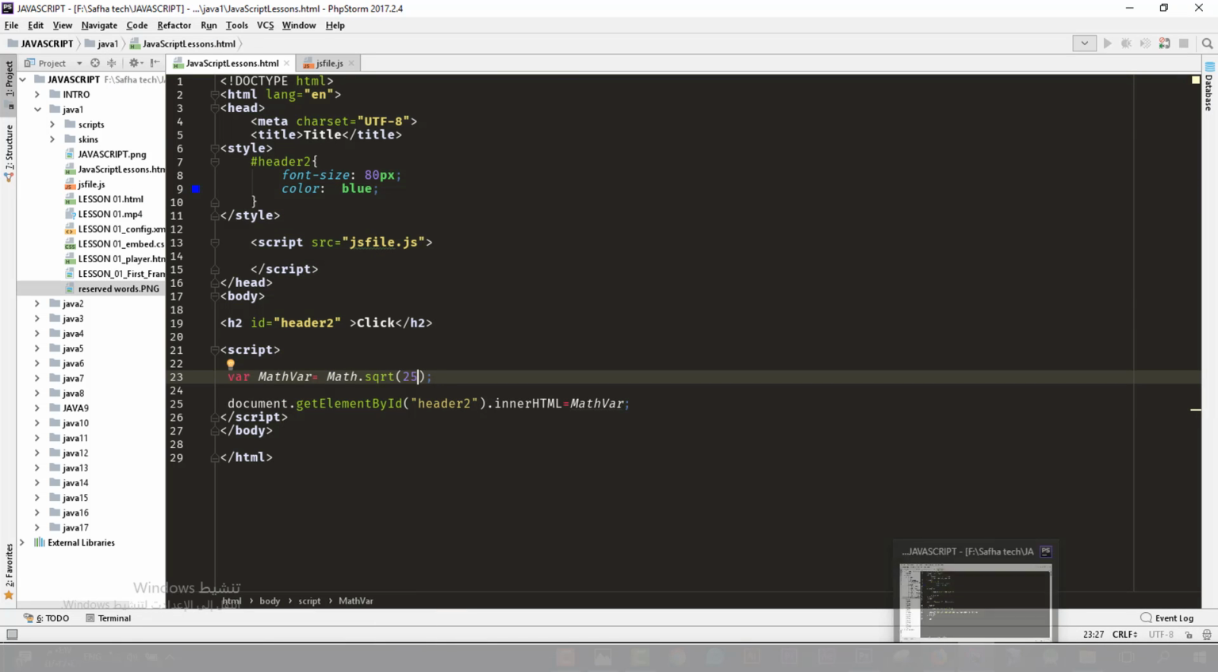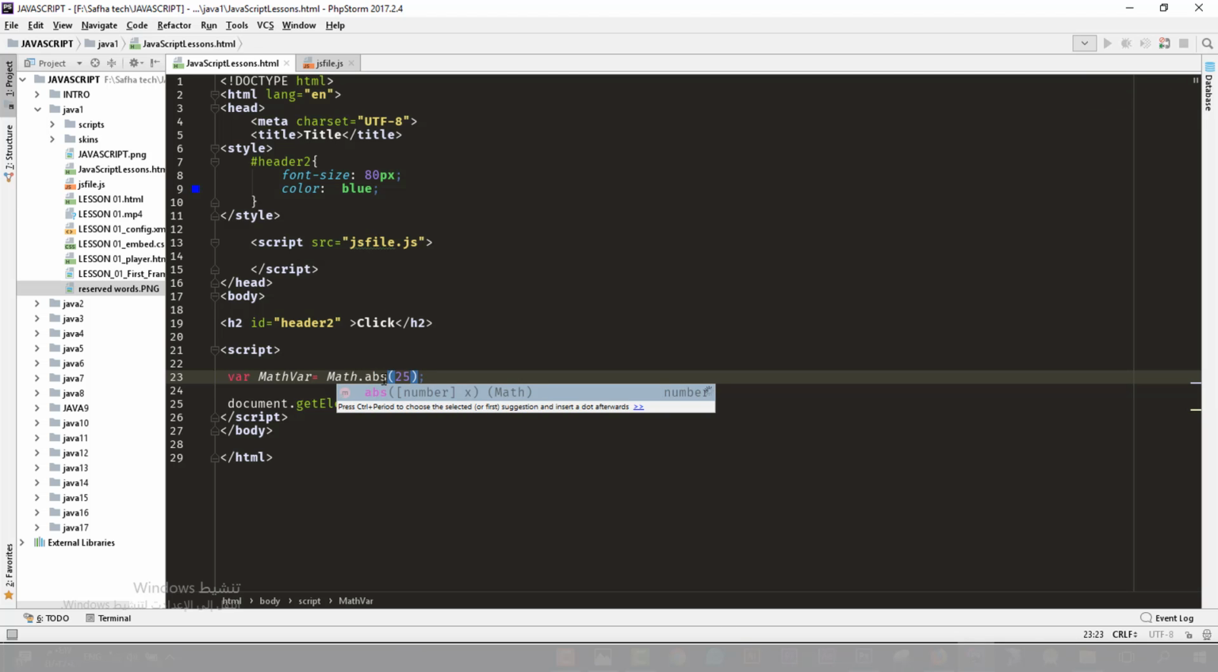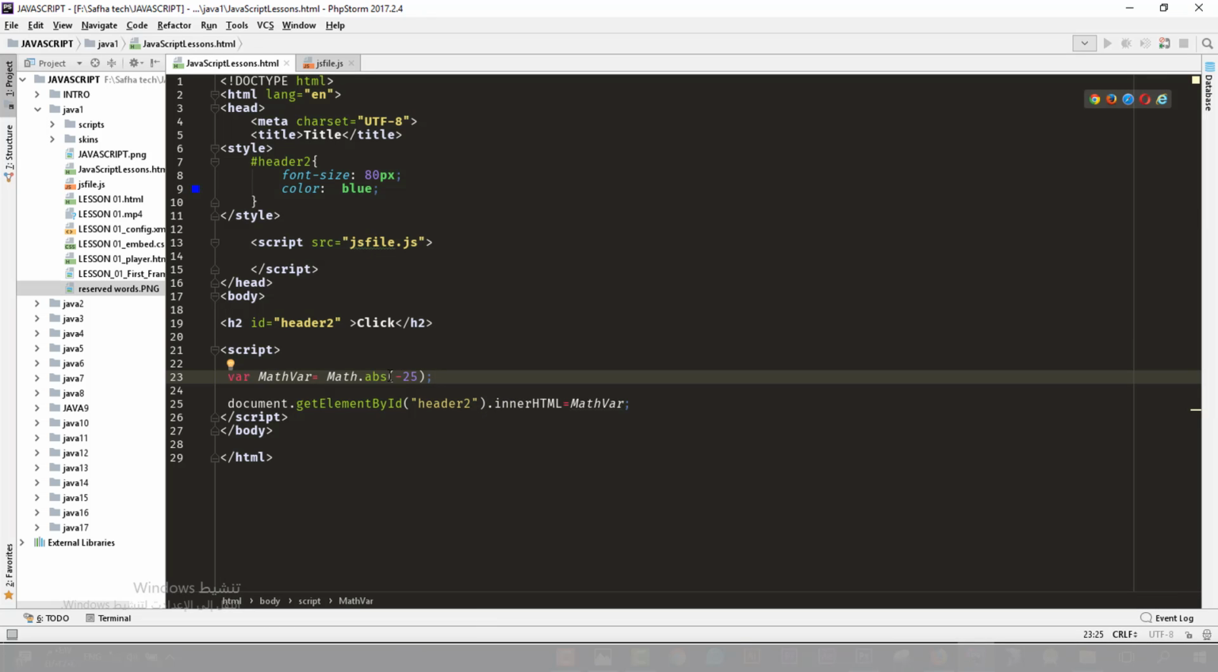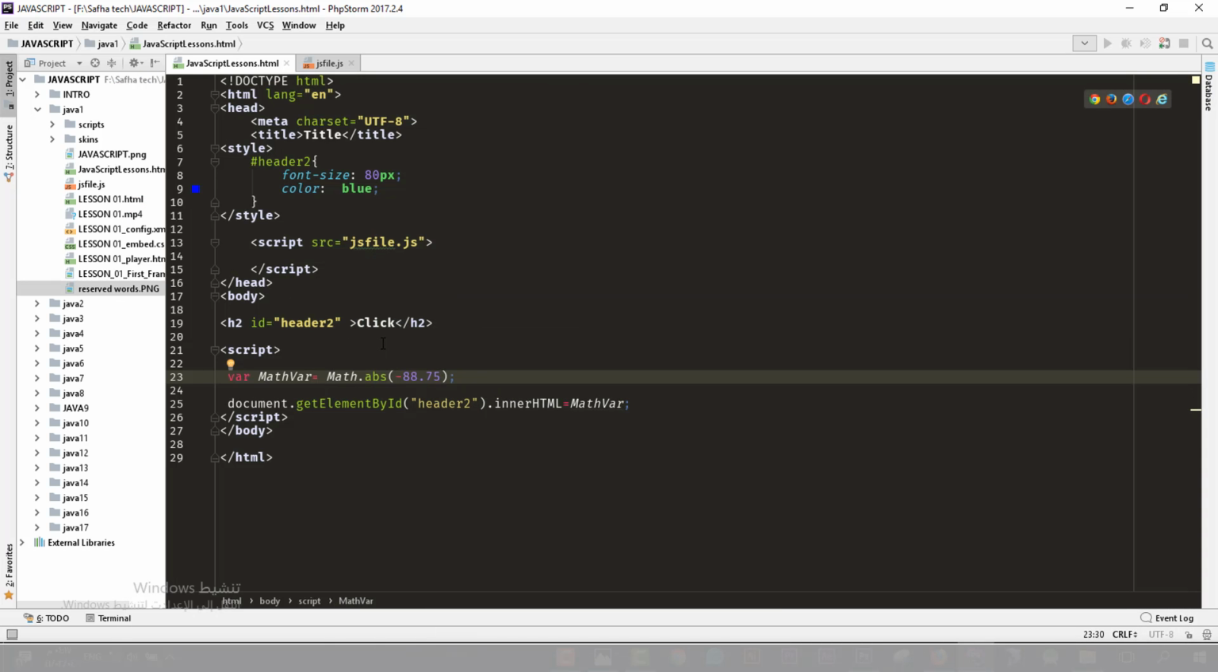Math.abs, which returns the absolute value. The abs function returns the absolute positive value. So if we have, for example, 25 but with minus, it will be 25. If we have, for example, 75 but negative, when we want the absolute positive, it will be the same without the negative sign.